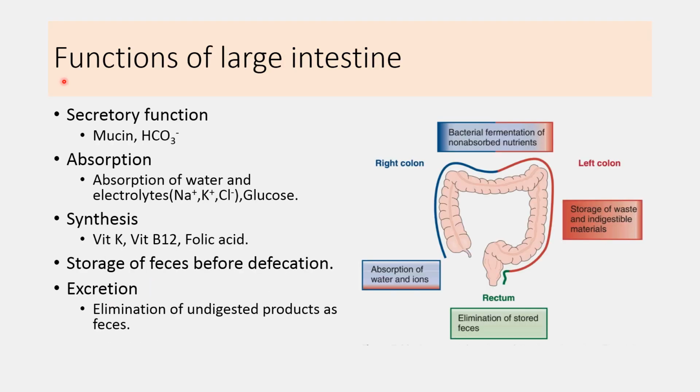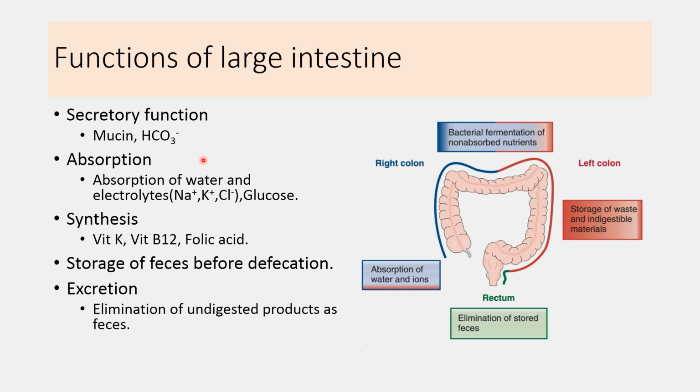Functions of large intestine. Secretory function of the large intestine includes secretion of water, mucin and bicarbonate. Mucin lubricates fecal material and facilitates movement of the fecal material in the large intestine, and it protects the mucosa of the large intestine from damage. Bicarbonate neutralizes acid which is formed by fermentation of the undigested food products, which is the function of the bacterial flora.